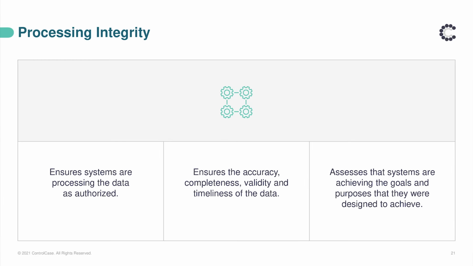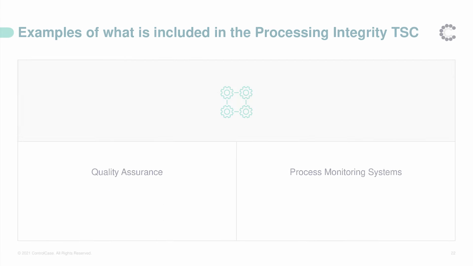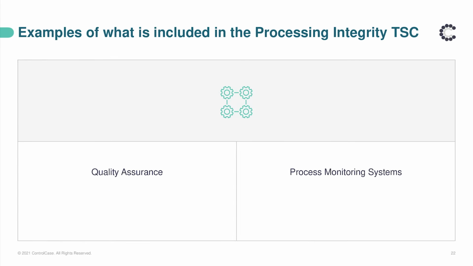Processing integrity. Processing integrity really talks about how the data is flowing through the system. As data comes into the entry point of the system and goes out in any kind of output, be it a report or any type of output, how is that data going through the system? Are there checks and balances to make sure that the data is maintaining accuracy, completeness, and timeliness? What is inherent of processing integrity? Quality assurance checks, process monitoring systems.